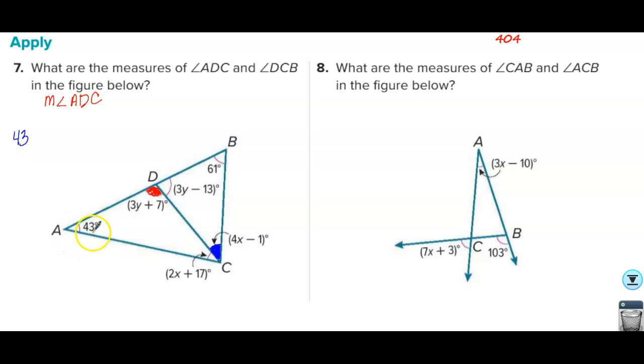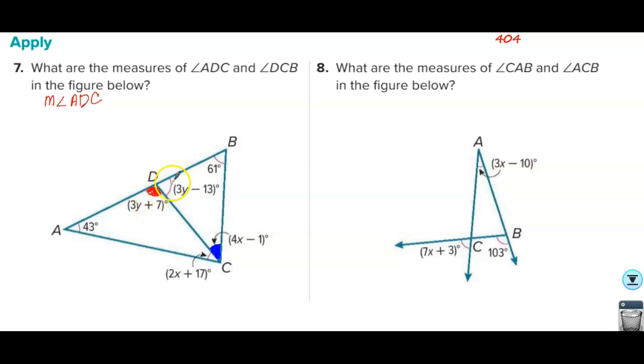43 is this one. 3y plus 7 is this one. Oh, wait a minute. I can't do that because this is an x and that's a y. Oh, be careful of that. I can't start with that plan then. That's not going to work, because I can't have x and y in the same problem. I want to keep my y's and my x's all together. Okay, so let's do it this way. Oh, there's more than one way to do this.